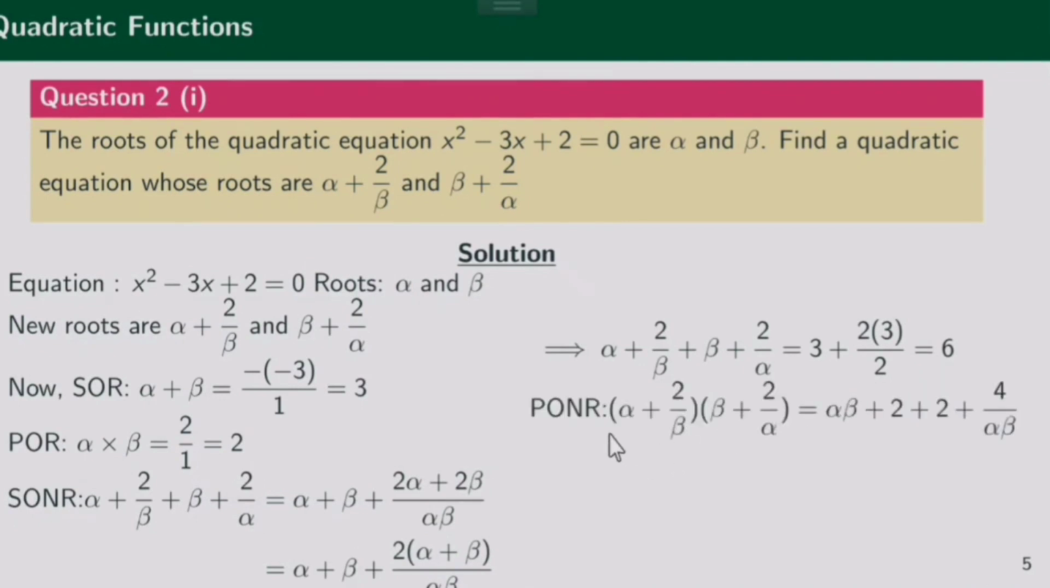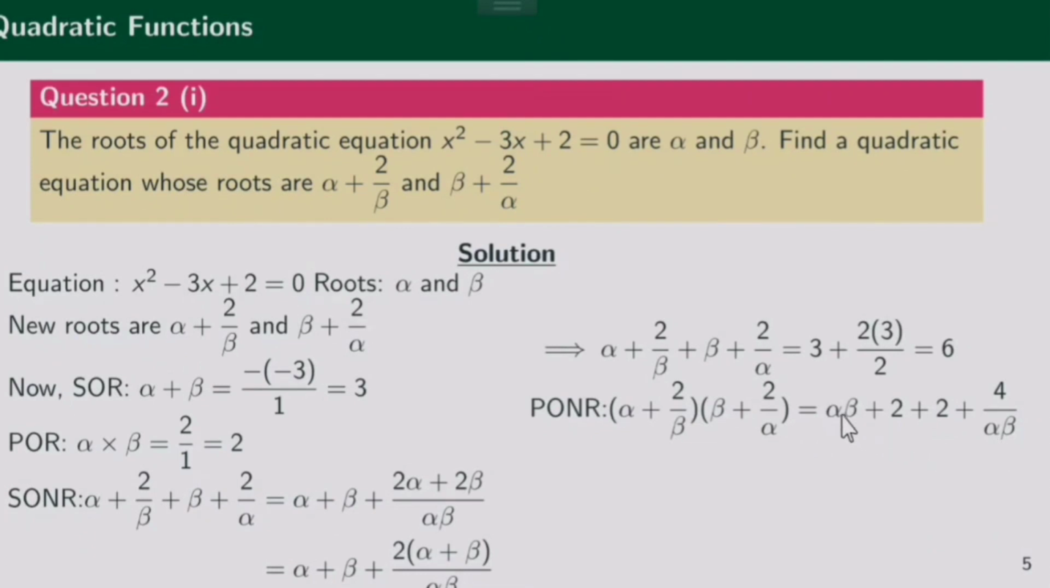Up next, I find the product of the new roots. I just take the new roots and multiply them. So I'll multiply out the bracket. Alpha times beta, alpha beta. Alpha times 2 over alpha gives 2, because alpha cancels out with alpha, I'm left with 2. Then 2 over beta times beta, beta cancels out, I'm left with 2. And 2 over beta times 2 over alpha, 2 times 2 gives 4. Beta times alpha gives beta alpha, or better still, alpha beta.